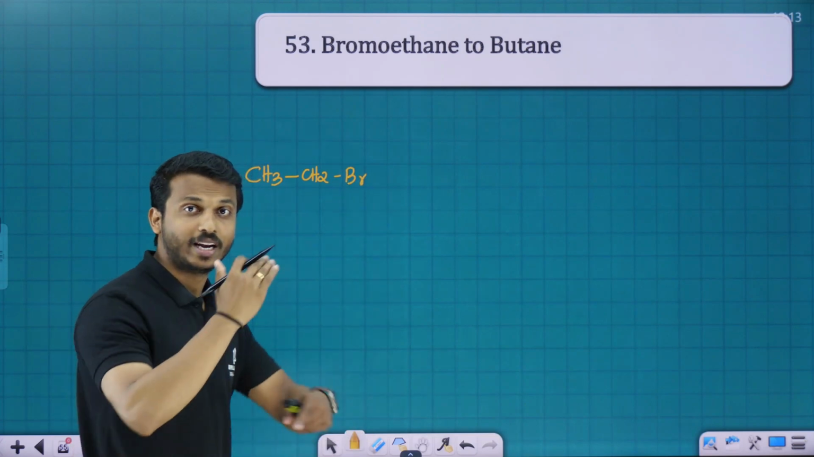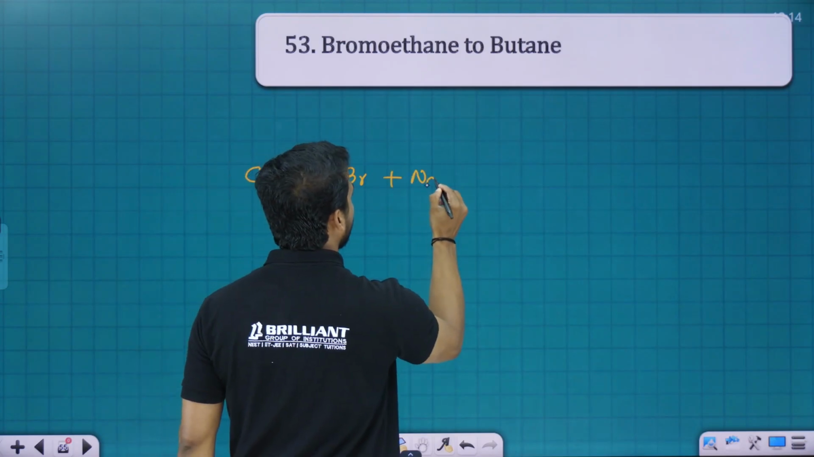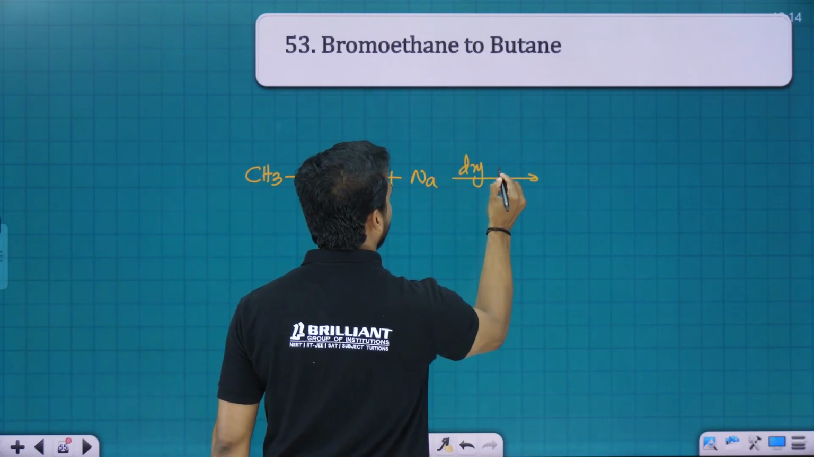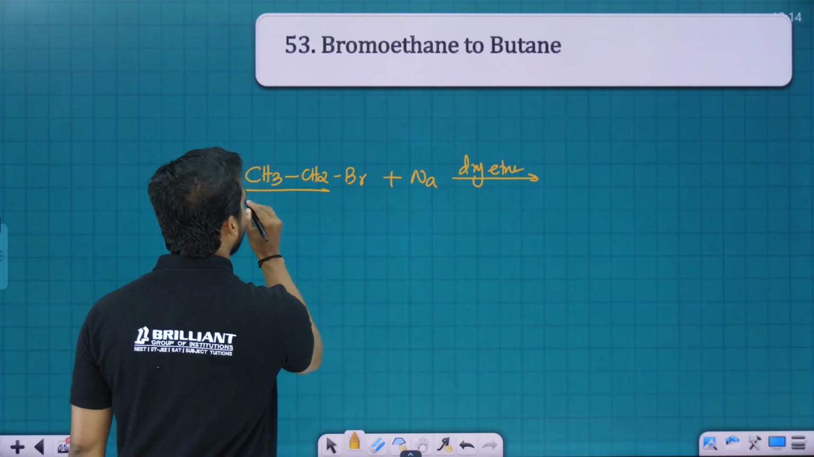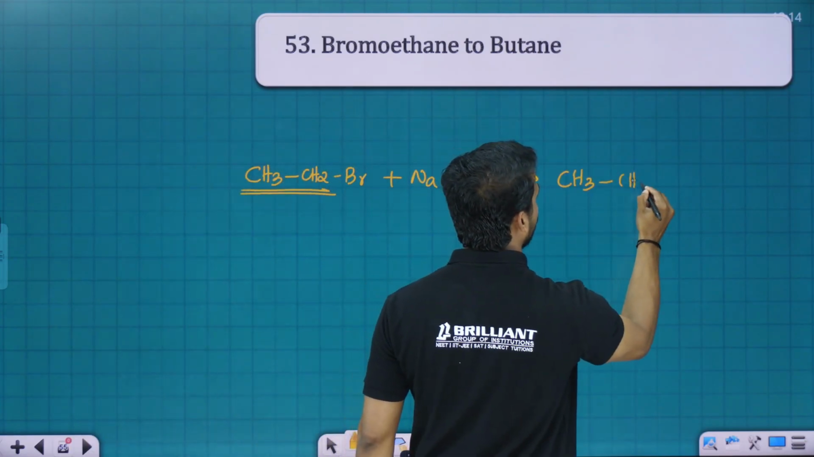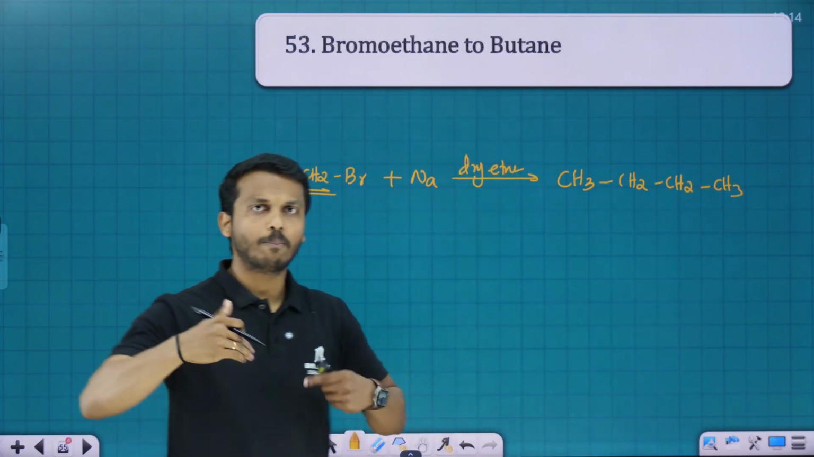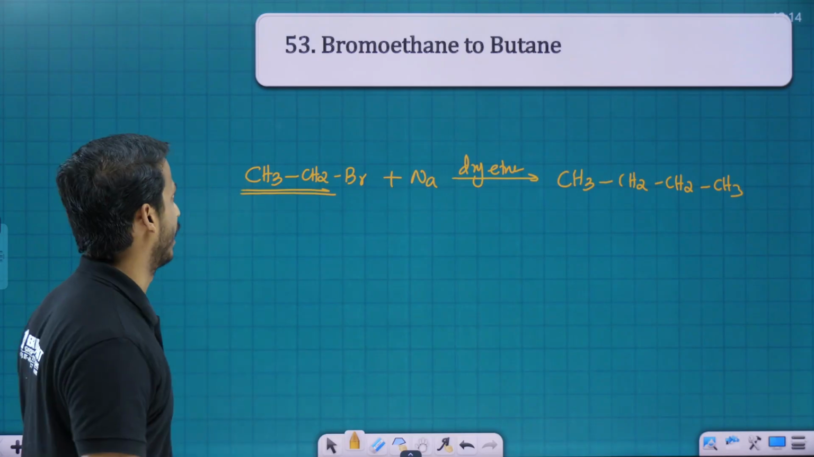Next one, bromoethane to butane. Doubling means Wurtz reaction. Treated with what? Sodium and dry ether. You know, during Wurtz reaction, the alkyl group doubles. We'll get CH3CH2CH2CH3. We'll get butane. If you want doubling, prefer Wurtz reaction.